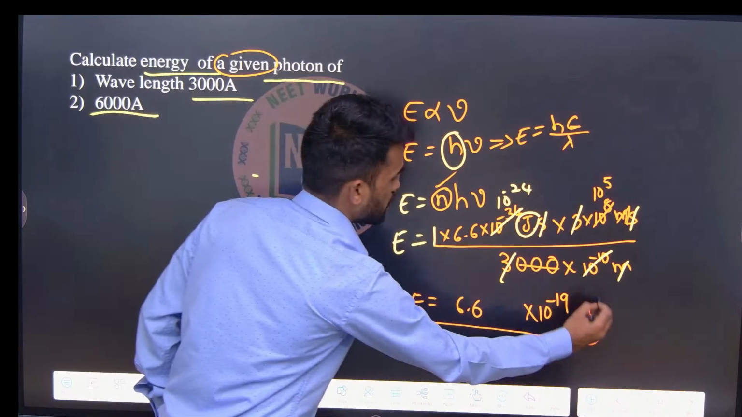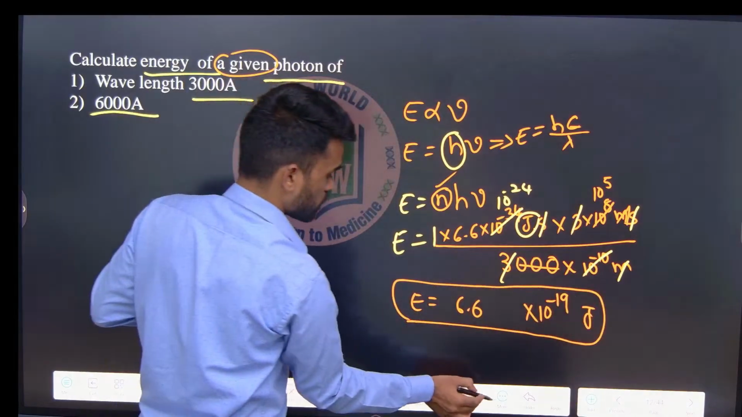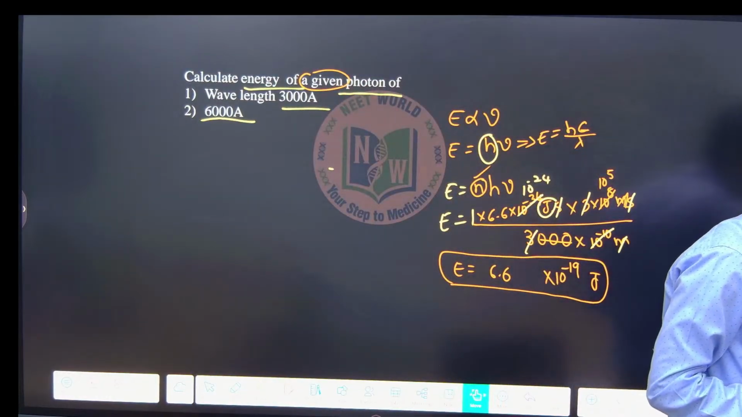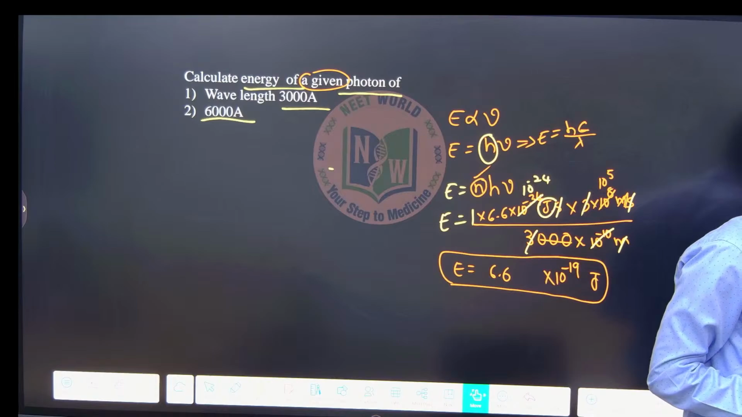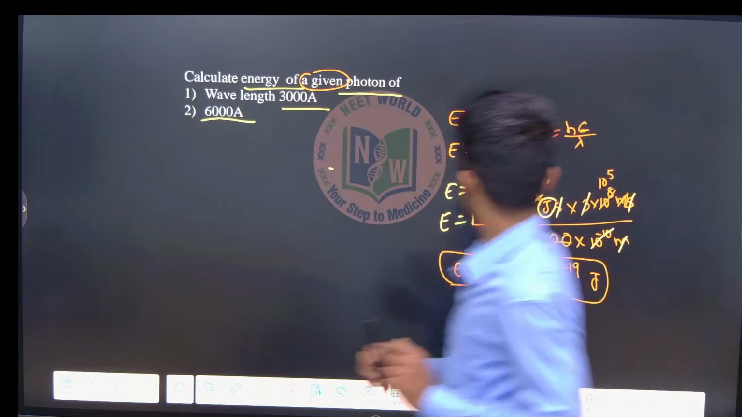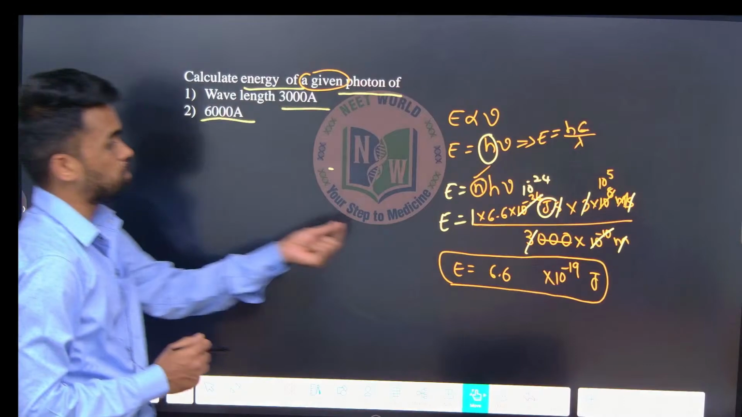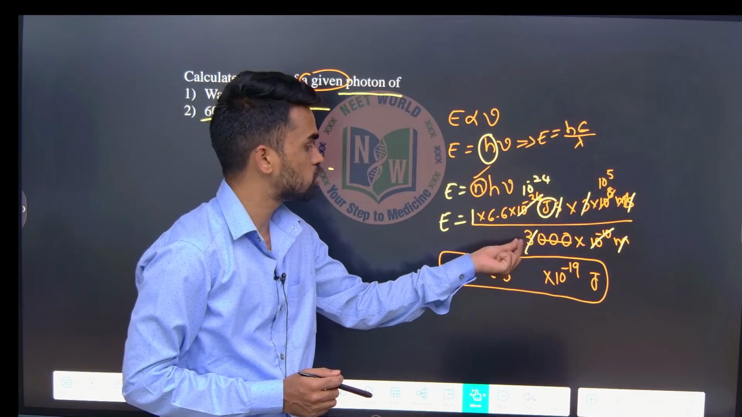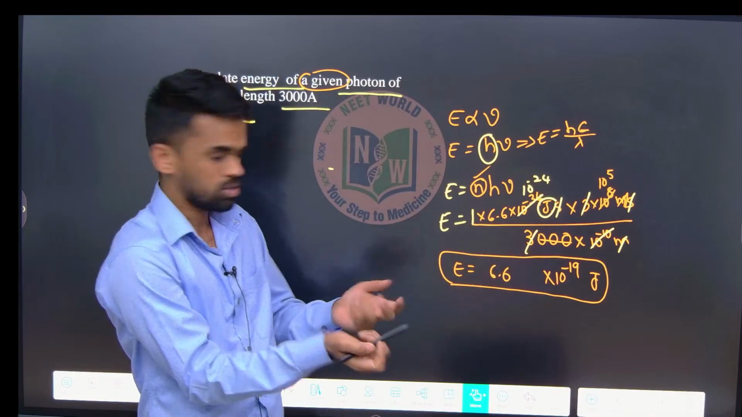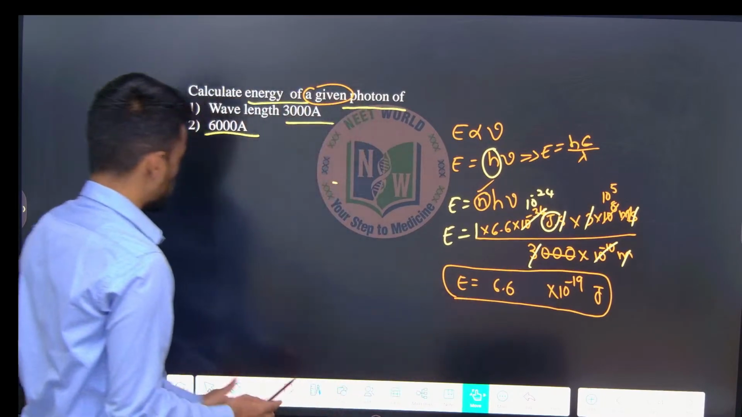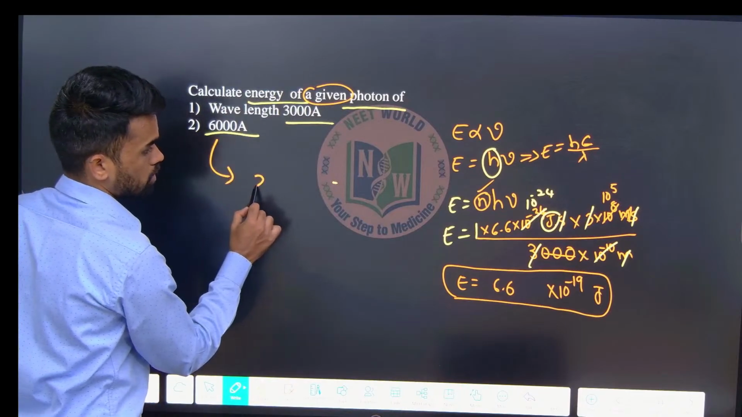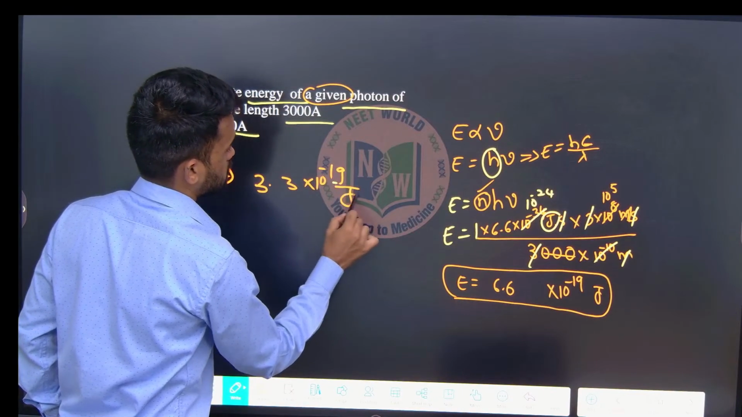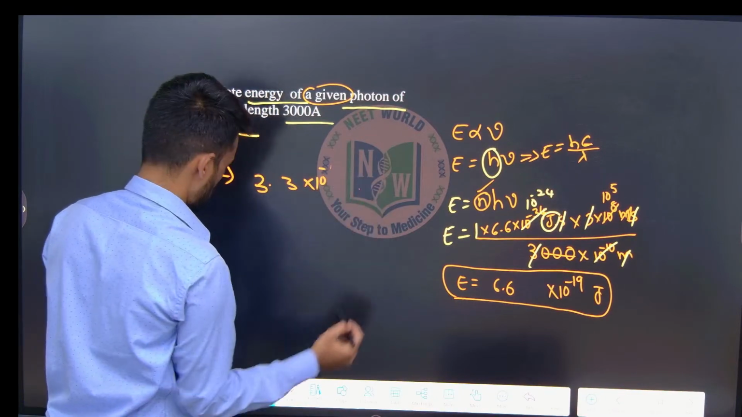In the same way, can you do it for the other one? What is the energy value for the other one? 3.3 into 10 power minus 19. Yes. Just tell me what I should use in the place of 3000. I should insert 6000. If it is 3000 we got this, 6000 means divide this number by 2. So for the second question your answer will be 3.3 into 10 power minus 19 joules. That's it. This is your answer.